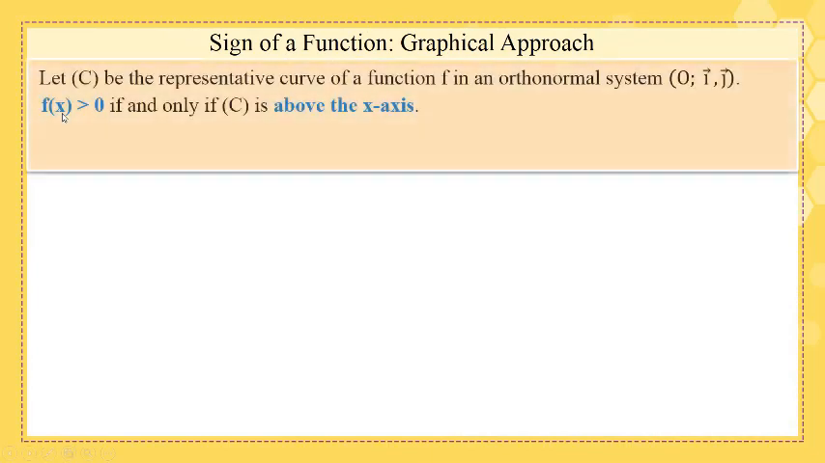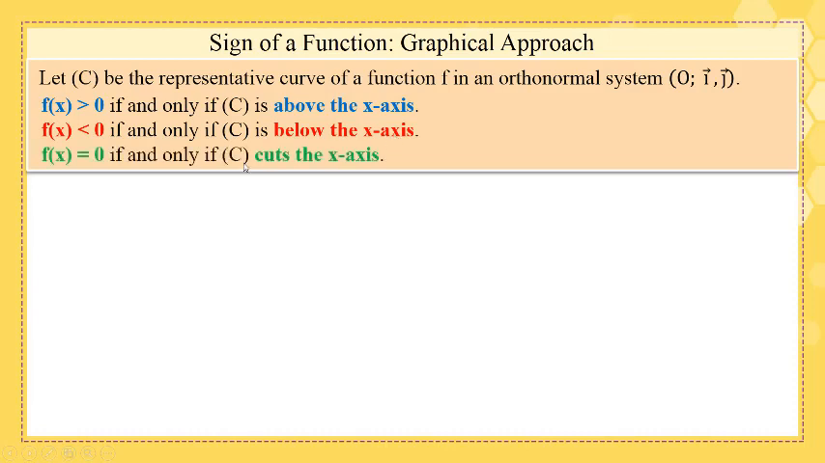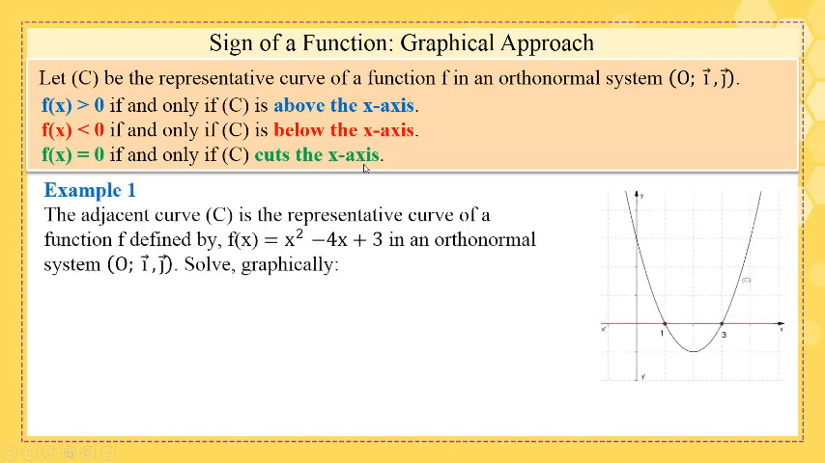Now we will start with the first objective in this video, which is the sign of a function. F of x is positive if and only if C is above the x-axis. F of x is less than 0 if and only if C is below the x-axis. F of x equals 0 if and only if C cuts the x-axis.